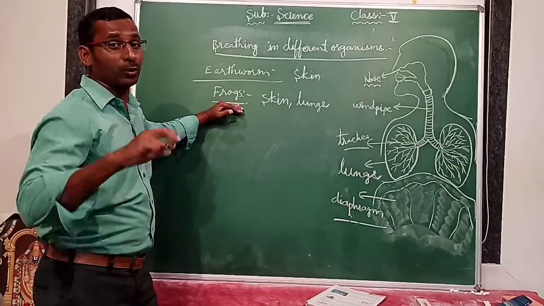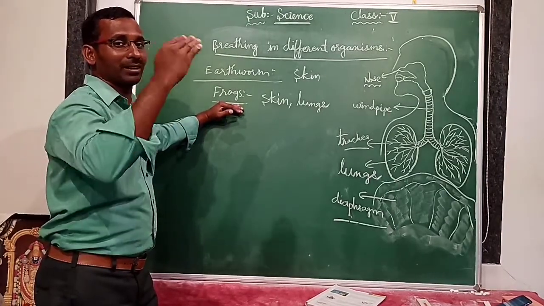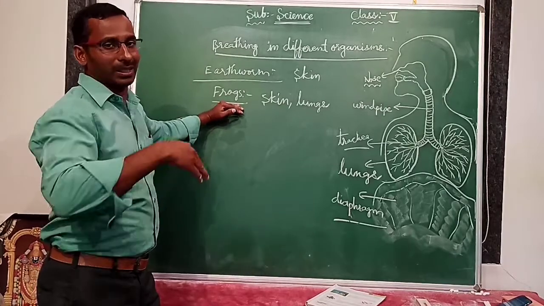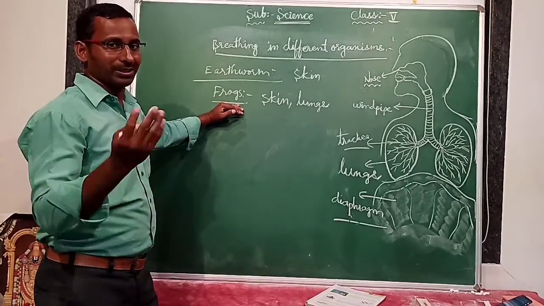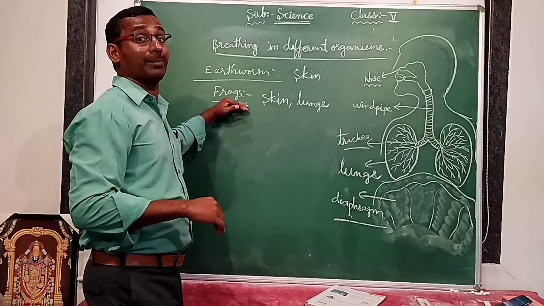These are living in two places. Sometimes they are living on land, sometimes they are living in water also. Both places they are living, that's why we call them amphibians.